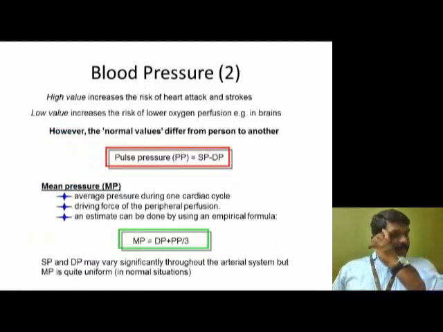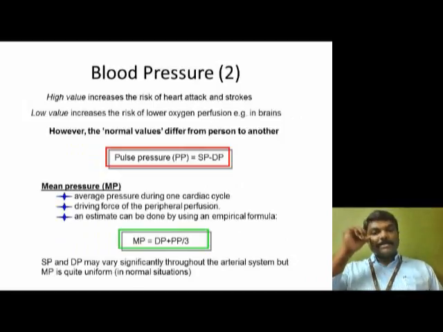Now, there are several other parameters we can measure. One is pulse pressure, which is a derived parameter, derived from the systolic pressure, in short SP, and the diastolic pressure, in short DP. The pulse pressure is the difference between systolic and diastolic pressure. For a normal range, it is 40 mmHg.